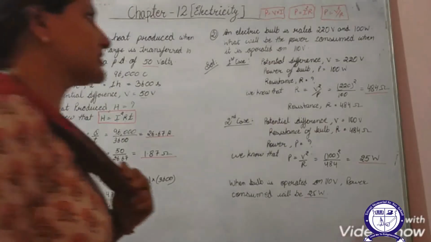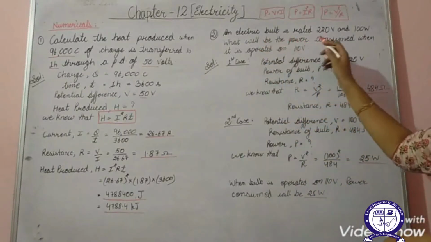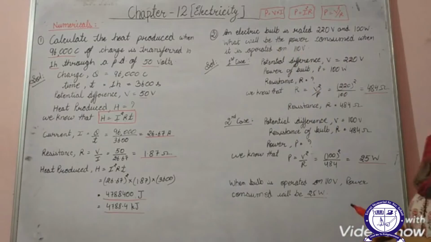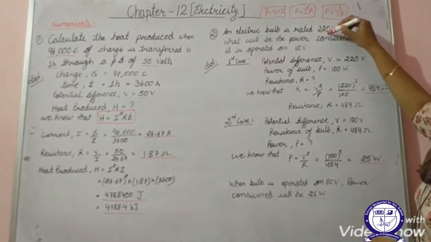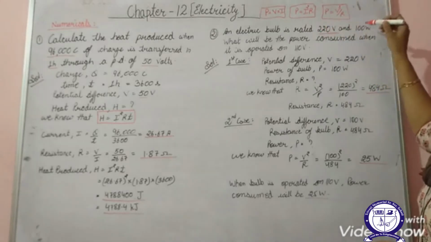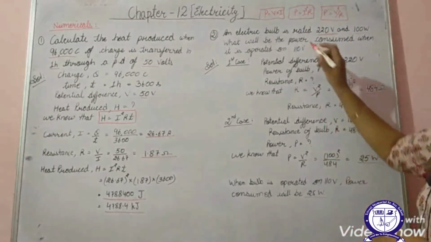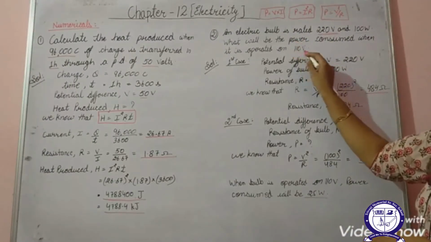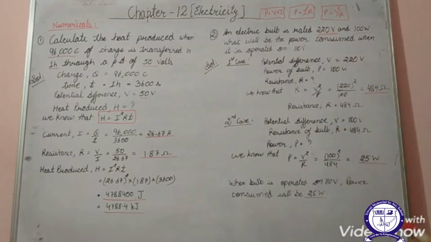Next is your second numerical. An electric bulb is rated 220 volt and 100 watt. What will be the power consumed when it is operated on 110 volt? An electric bulb is given here whose ratings, that means its potential difference is 220 volt and power is 100 watt. We have to specify what will be the power consumed when we operate this bulb on 110 volt instead of 220 volt.